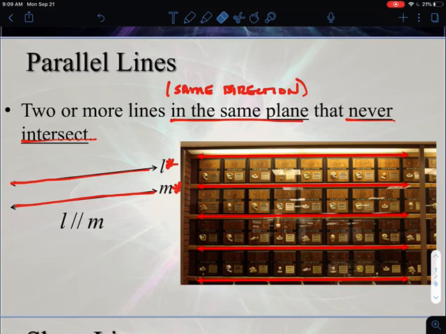In the real world, off to the side you've got a picture, you can see parallel lines everywhere, like shelves in this case, or bars, the tops of the plaques versus the bottom of the plaques, the top of a whiteboard versus the bottom of a whiteboard. So anything that's going the same exact direction and never coming together and meeting is going to be considered parallel.